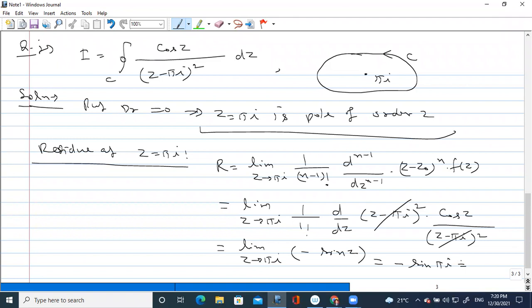Okay, so what is the answer for sin pi i? Can anybody tell? Yes, i sin hyperbolic pi. So that is the answer. Okay, so this method is also sometimes easy to use. Otherwise, simply you can use another method also. So many methods I have taught you. Anyone you can use, whichever you are comfortable with, and you will get the answer.